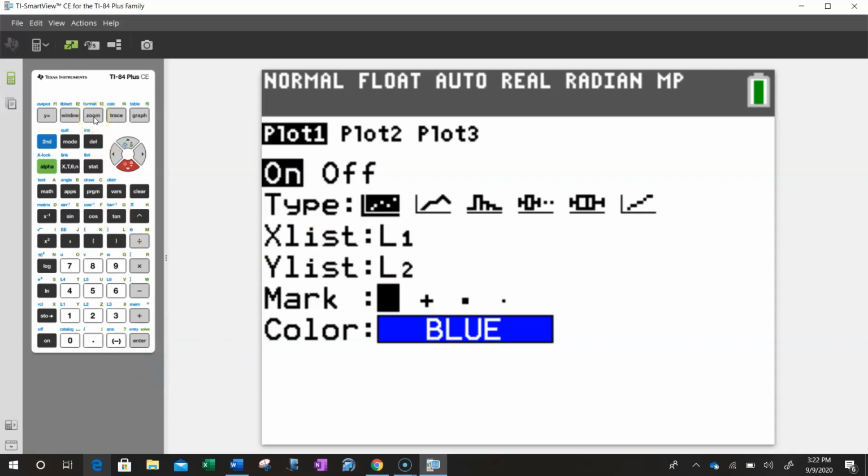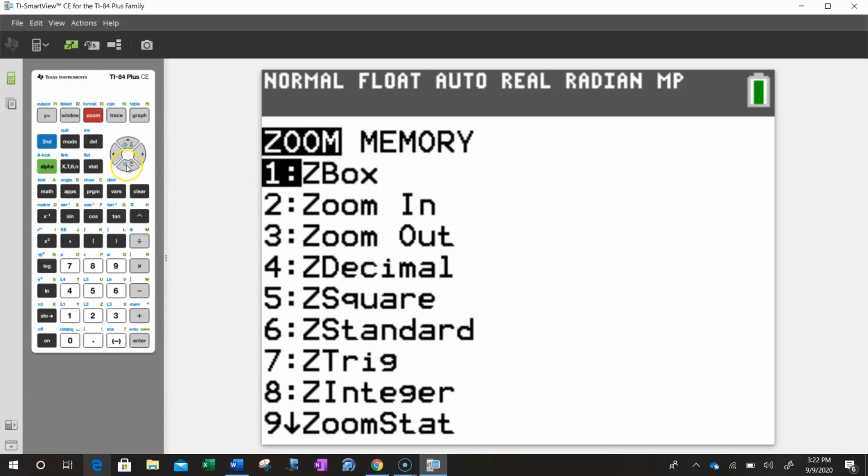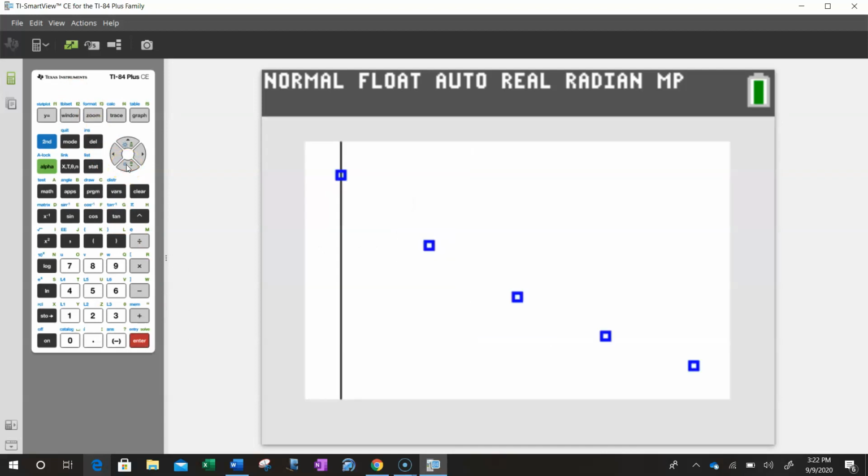And then I'm going to go to zoom, third button at the very top of our calculator, and I'm going to go to number 9, zoom stat. These calculators are really nice because they have a zoom stat that naturally fits your window to the data you have put into your stat. And we can see this has got a curve to it. It may kind of look linear, but if you look at those numbers, they're definitely not linear. And it's got a nice little exponential curve happening.